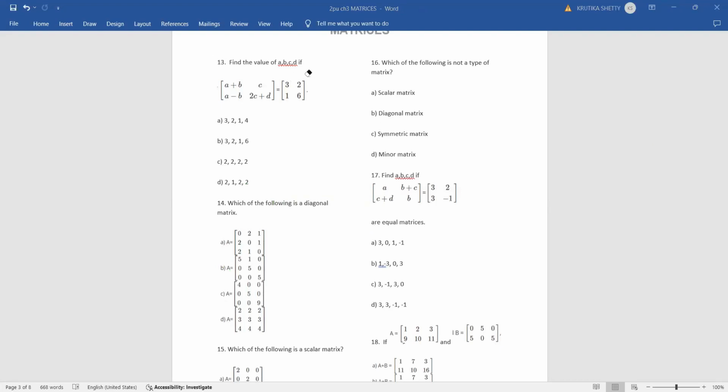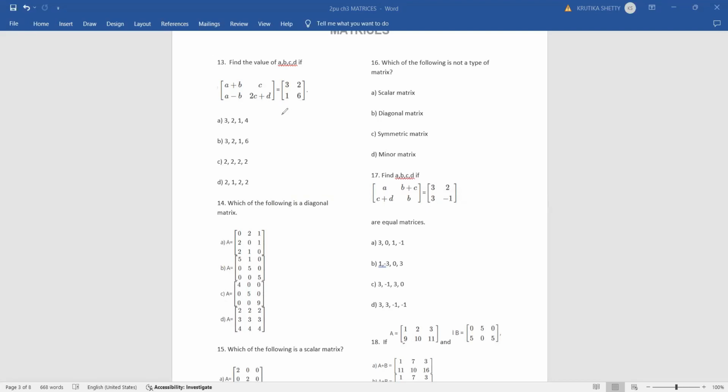Find the value of A, B, C, D. This question is based on equality of matrices. When two matrices are equal, then we can equate their corresponding elements. So we just need to find out the values of A, B, C and D.